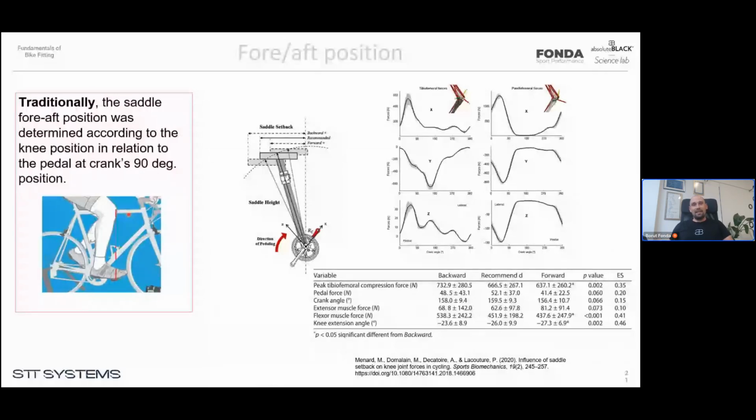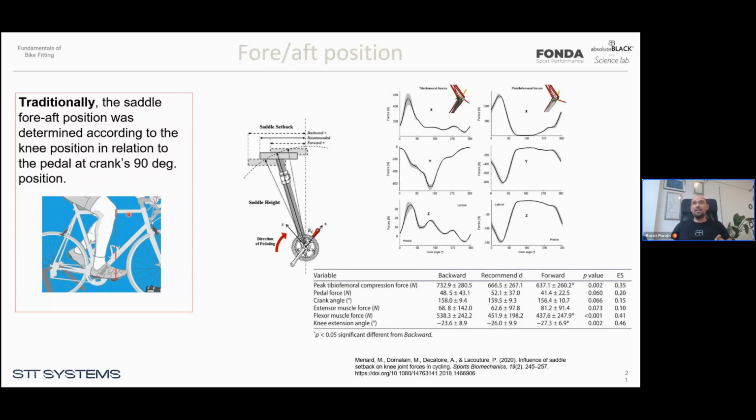Now, having said that, knee over pedal spindle is still an important parameter, but not from the fact that you stick to it as a limit. Say you cannot go past the pedal spindle. Just use it as a reference value when you're changing, by how much have you changed the position of the knee over the pedal spindle. But don't make any conclusions based on, okay, we can't go more forward because of X, Y reason.